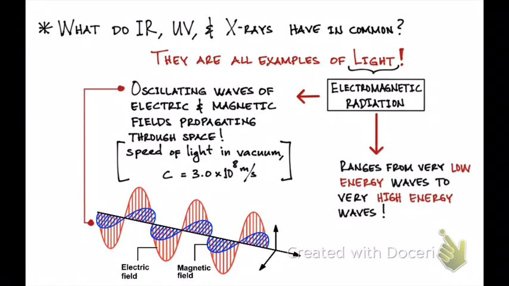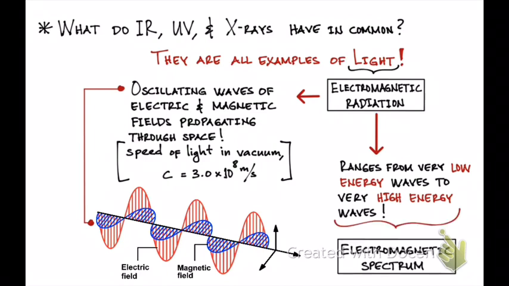Now this electromagnetic radiation actually ranges from very low energy waves to extremely high energy waves. Because it's a range from low to high energy, electromagnetic radiation is actually a spectrum, an electromagnetic radiation spectrum. Kind of like autism. When you look at autism, there are high functioning autistic people, and there are also low functioning autistic people. So it's a spectrum similar to electromagnetic radiation.